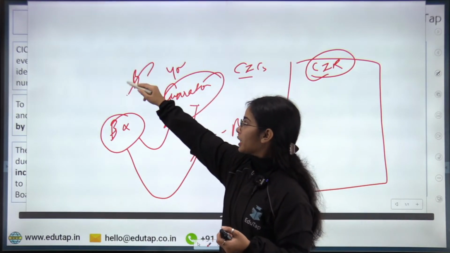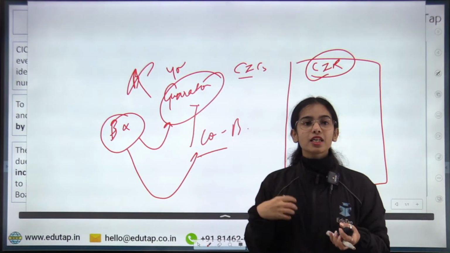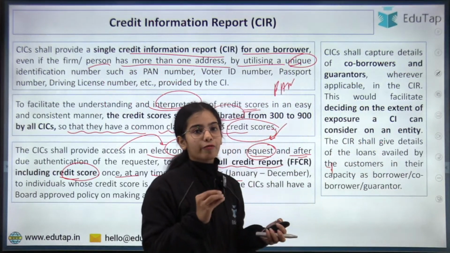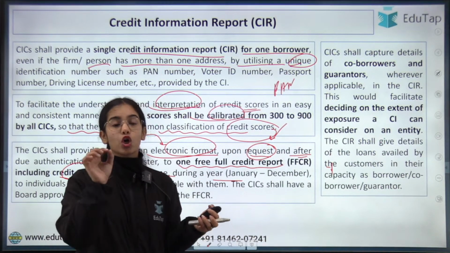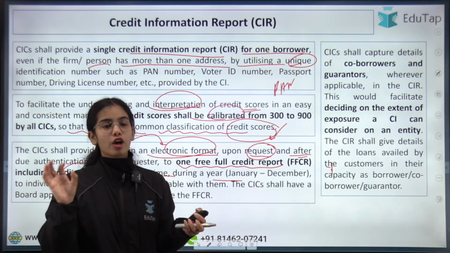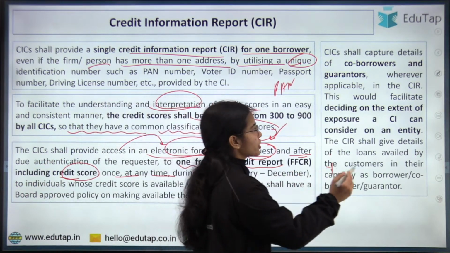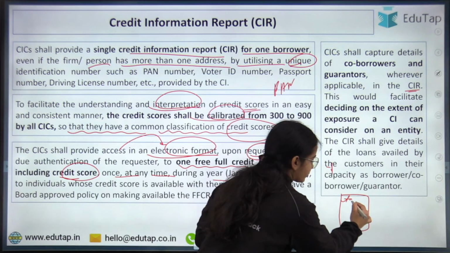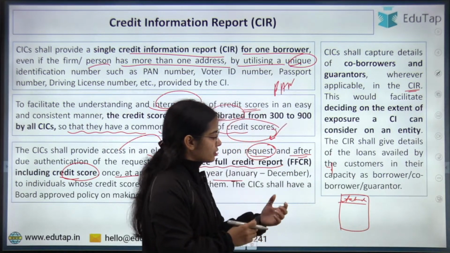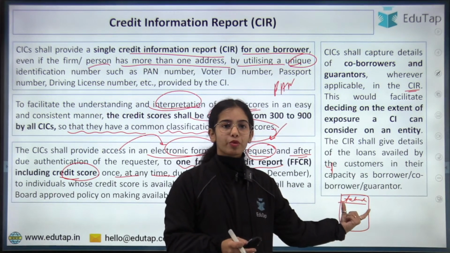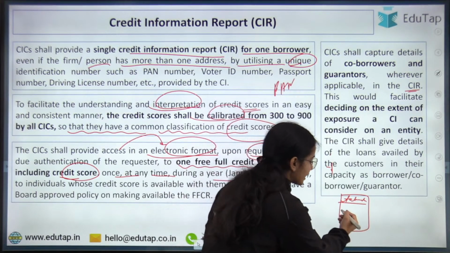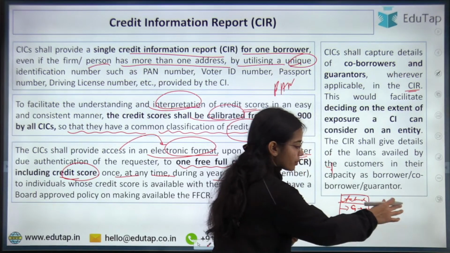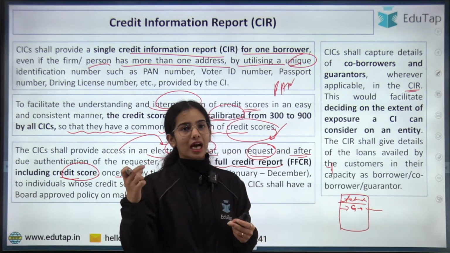So the borrower, if he or she does not return the loan, the guarantor will be liable to repay the loan. So in this case, it has been said that the credit information companies shall capture the details of co-borrowers and guarantors also, wherever applicable, in the credit information reporting. That means, let's say this is the credit information reporting about Akash. Akash is a person, and the credit information reporting is being provided about Akash. So in that, it has to be told that Akash is a guarantor for this loan. Okay, so the information has to be provided for that also.